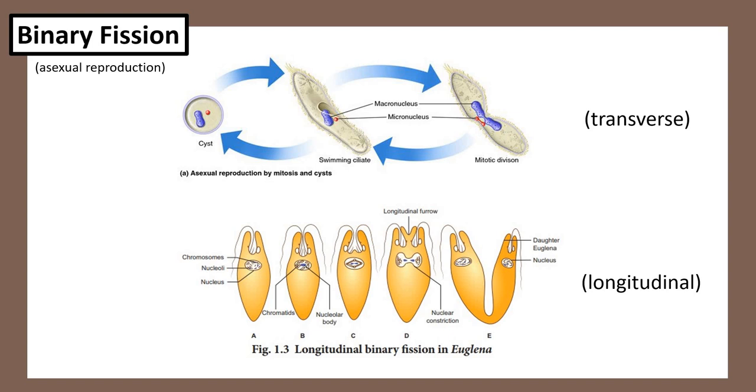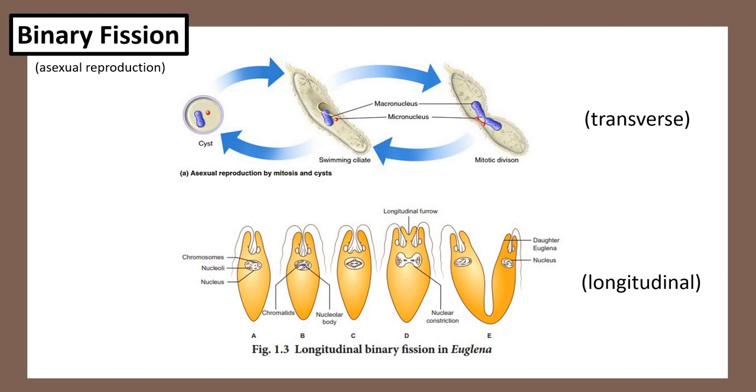That method of dividing down the middle, kind of being cut in half across the width of it, is known as transverse binary fission. It's cutting it across the middle, not the other way. Now I know this is a picture of a flagellate, but I wanted to distinguish between transverse and longitudinal binary fission.